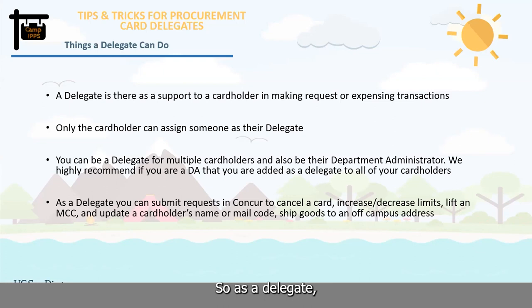So as a delegate, you can submit requests in Concur to cancel a card, increase or decrease limits, lift an MCC, which is a merchant category code, and update a cardholder's name or mail code.